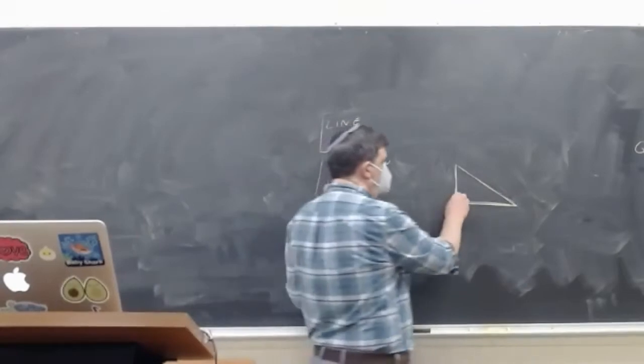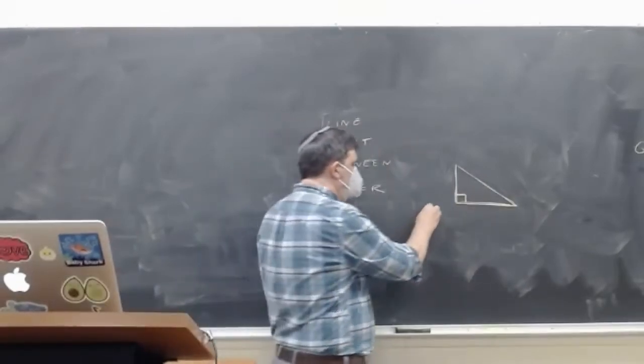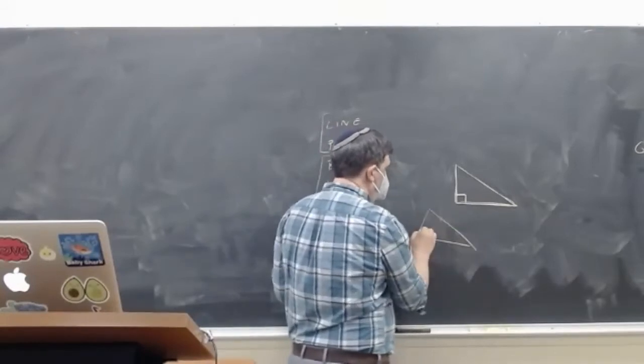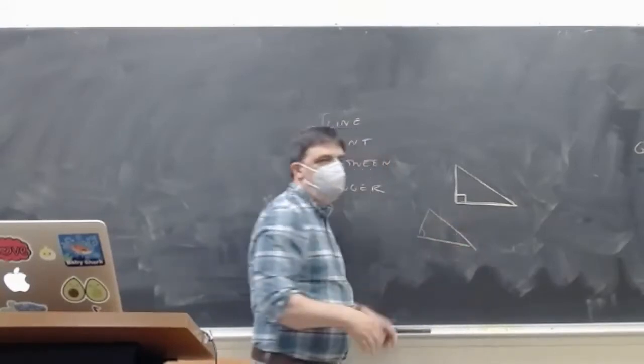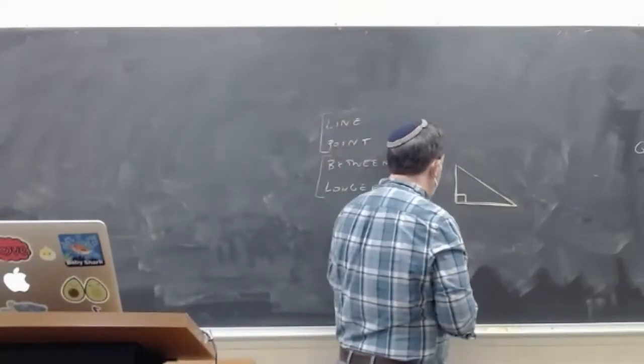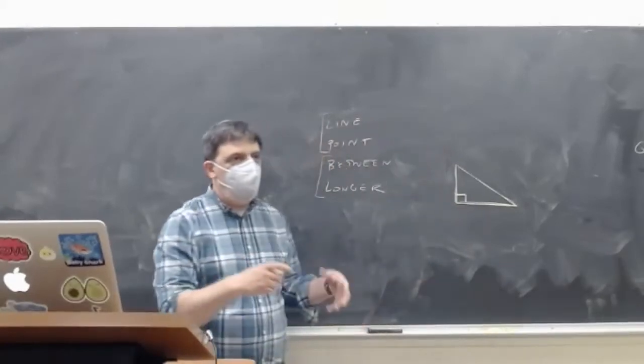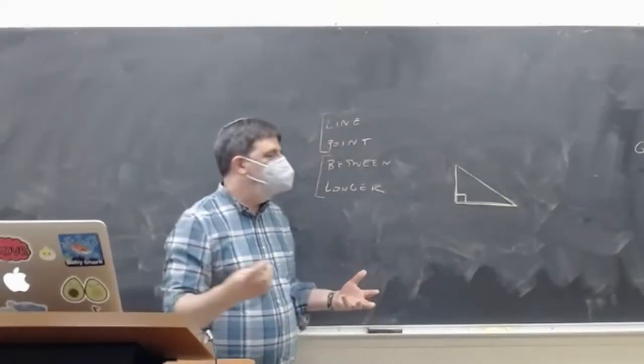But I have to know that this is a right angle, right? Because if I have a triangle that's not a right angle, then I don't expect the theorem to hold. So how can you tell that something is a right angle? How do you empirically tell whether something is a right angle?